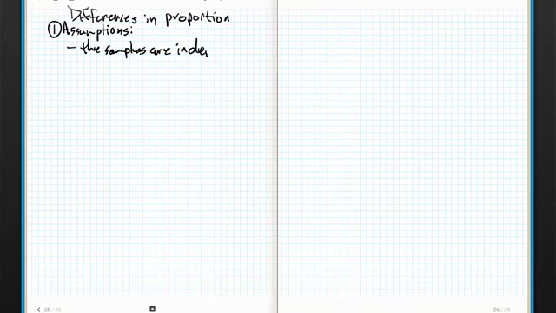So right now we're talking about differences in proportion. Let's do this one first, just like we did before. Start with proportion, work our way to means. Assumptions. Number one: the samples are independent. Samples are independent from each other.